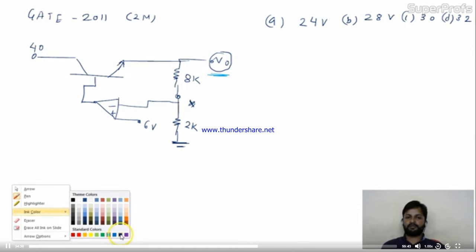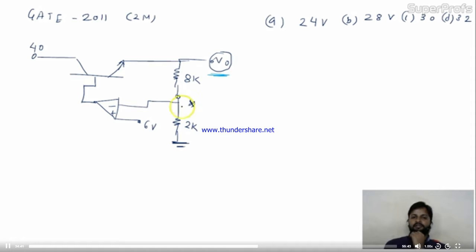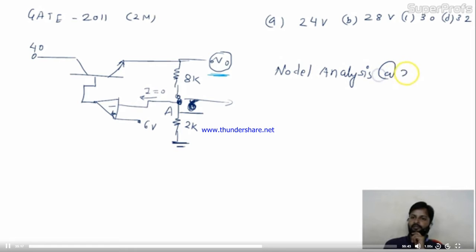So friends, by the virtual ground concept, whatever is at the non-inverting terminal will be the same at the inverting terminal. So this voltage is 6. This voltage is definitely 6. Is it okay? If you know this voltage is 6, you can apply node analysis over here only. Current in the op-amp will always be 0. So apply nodal analysis at point A.